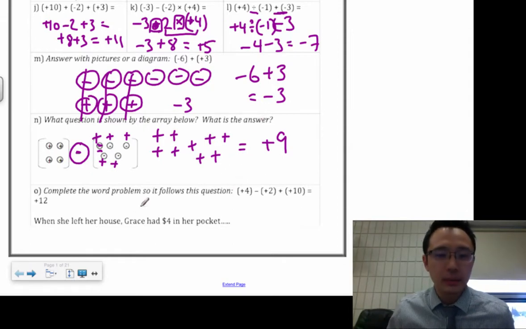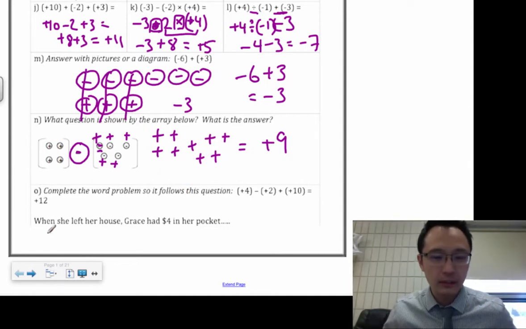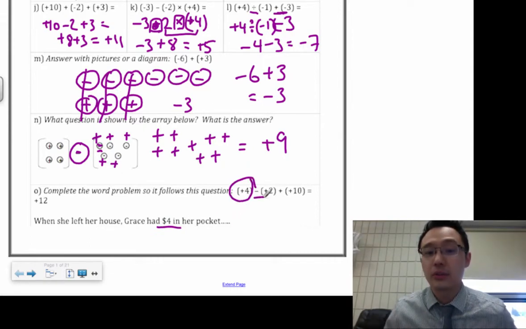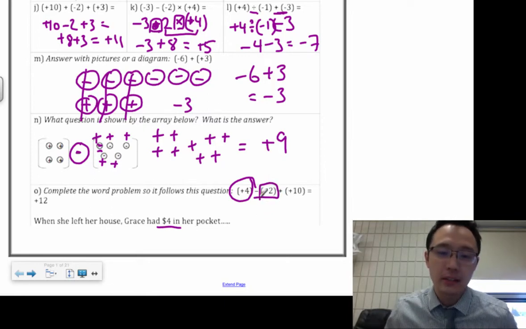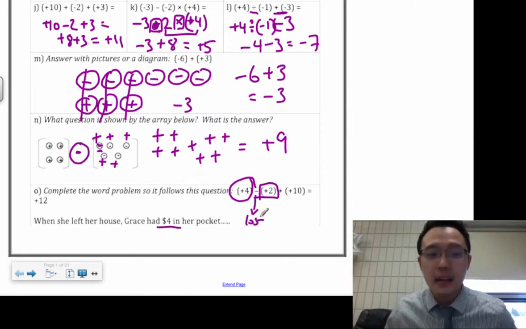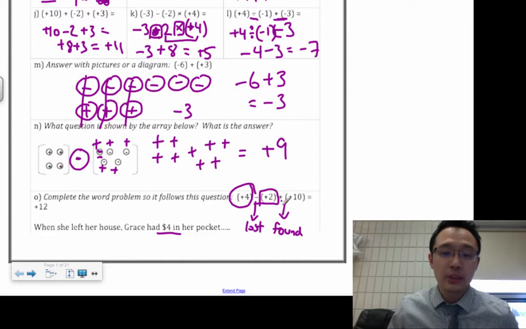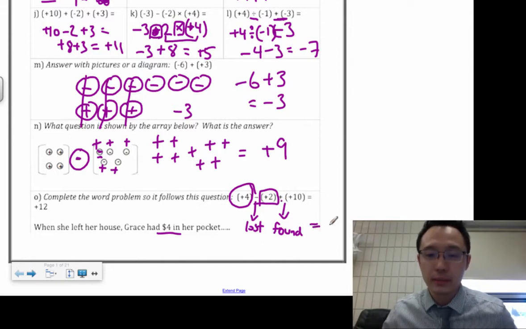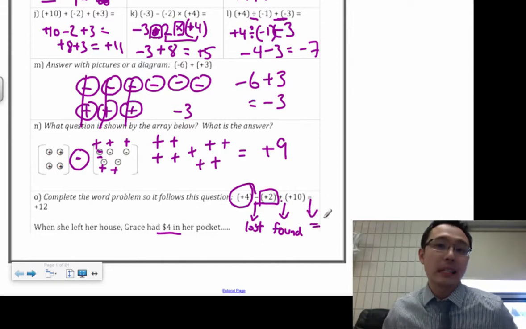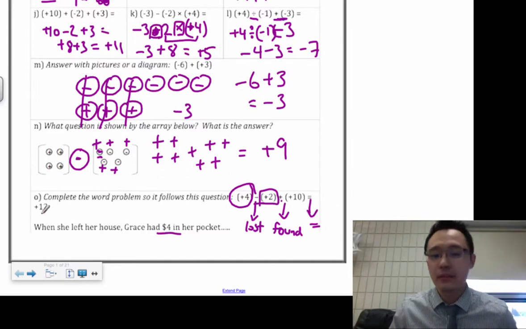For letter O, complete the word problem so it follows this question. You guys can have all sorts of different ones. When she left her house, Grace had $4 in her pocket. That's the $4. And then I guess we can say that she lost $2 or dropped $2 because of the negative sign. So this is lost. And then she found another $10, because this is add, which gave her a total, this means total or equals, of 12. So you can have various answers to that.